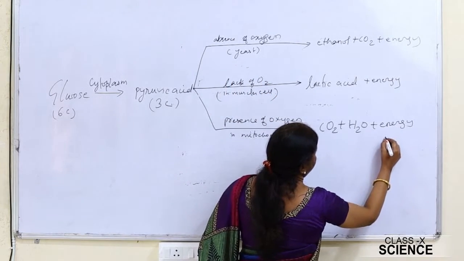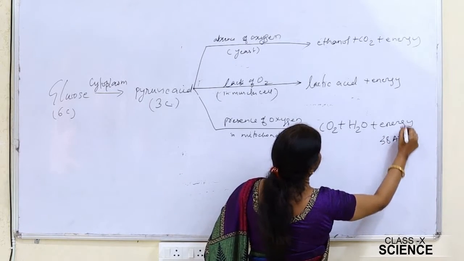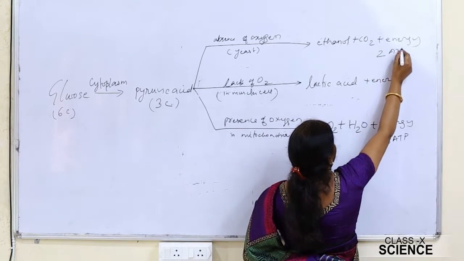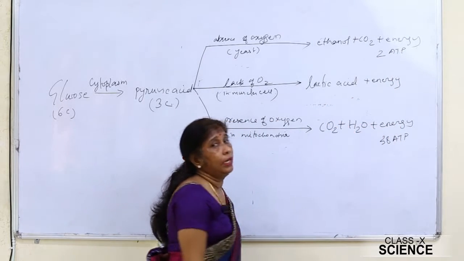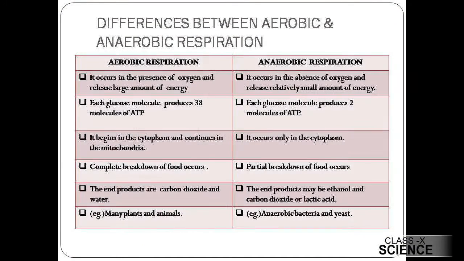Here, energy is produced in the form of ATP, that is 38 molecules of ATP is produced here, and in case of anaerobic respiration, only 2 molecules of ATP is produced, right? Now this is regarding the different methods of breakdown of glucose.